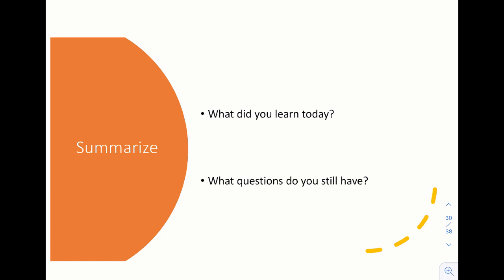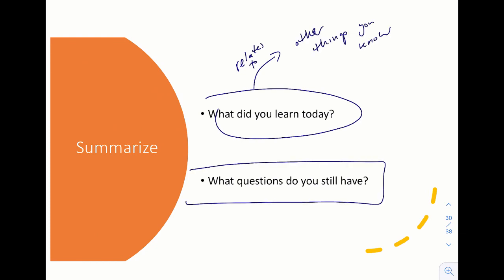Make sure after every class you take time to summarize what you learned and what questions you still have, and how what you learn relates to prior knowledge, things you have learned either in this class or in other classes. Be sure that you ask me any questions that you have.